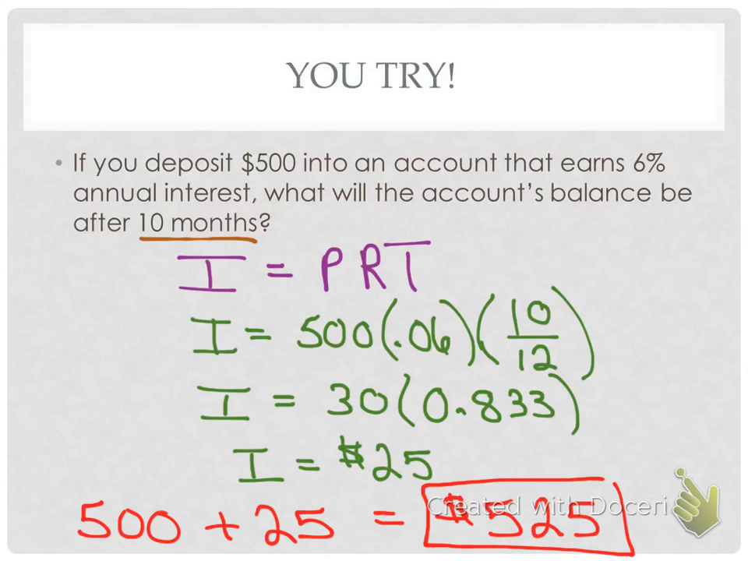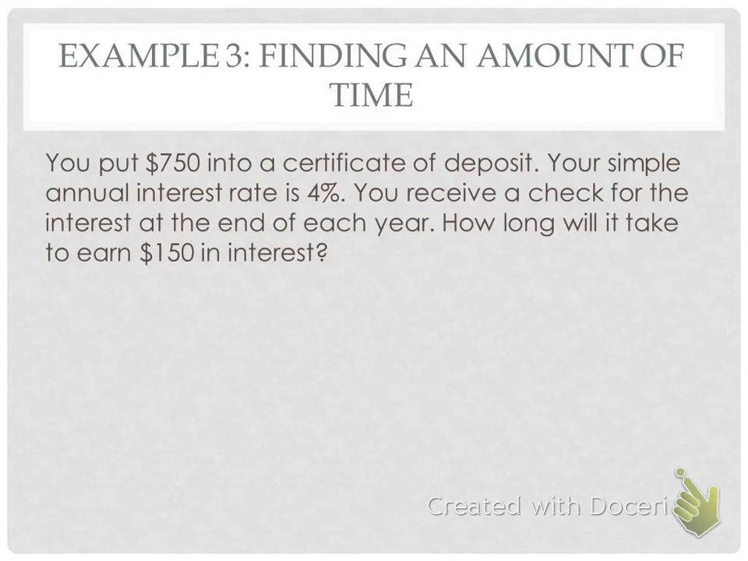All right, got it? Last example. Okay, last example. It says you put $750 into a certificate of deposit. It's just a type of account. Your simple annual interest rate is 4%. You receive a check for the interest at the end of each year. How long will it take to earn $150 in interest? So again, start off with your I equals PRT. But what key word here should tell you, hint, hint, you're solving for what? You're solving for time. What word gave it away? How long?